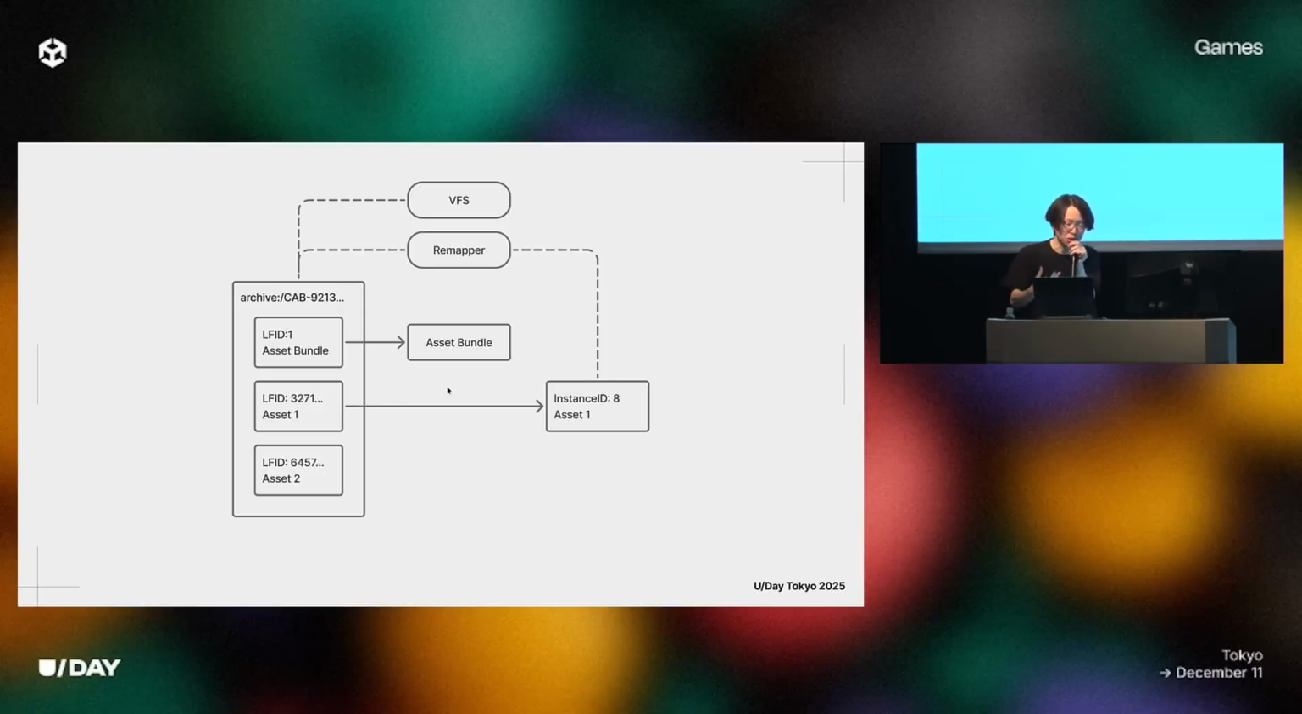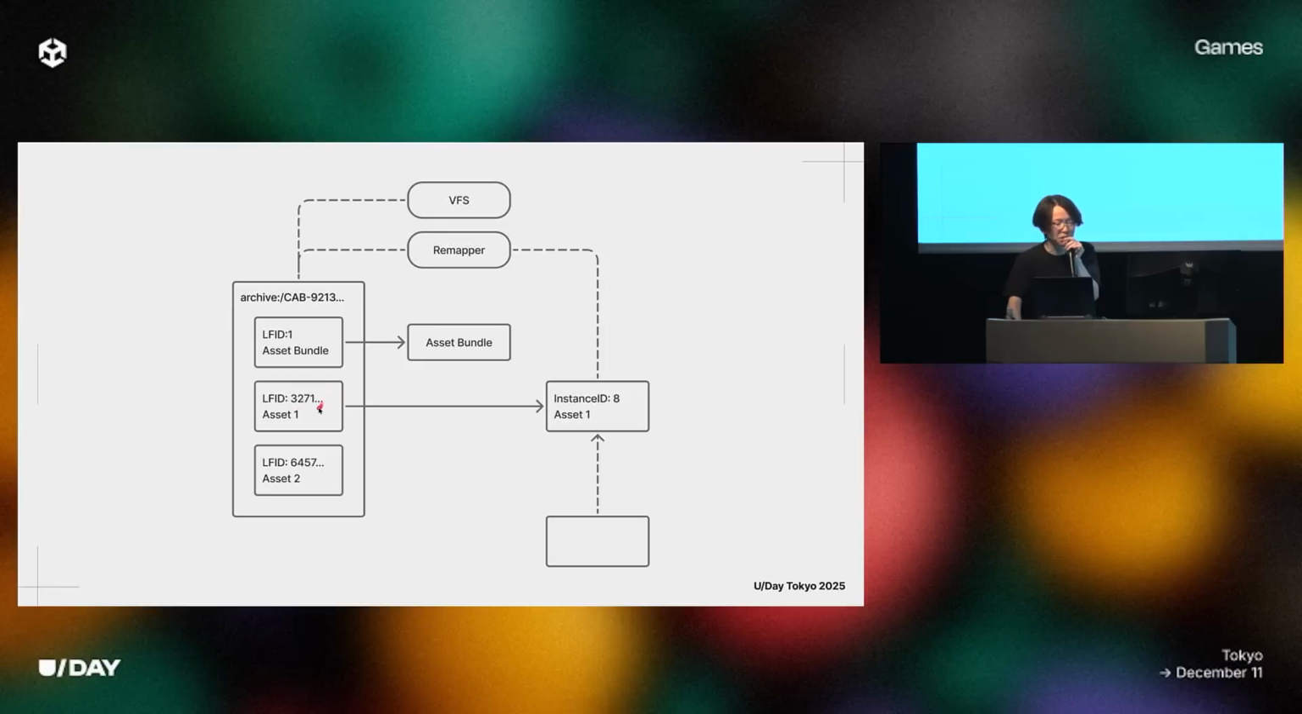Then when you call LoadAsset, or when another asset bundle that depends on this one performs a preload, these contents, the individual asset objects, are deserialized. Those deserialized instances are tracked by the remapper, so if a preload happens through another dependency, it can reference the same instance instead of loading a new one.